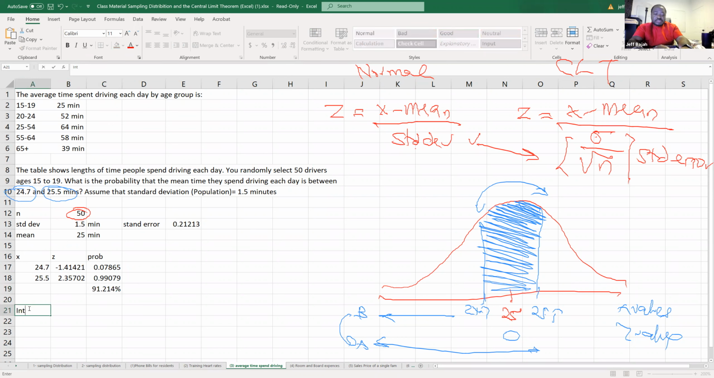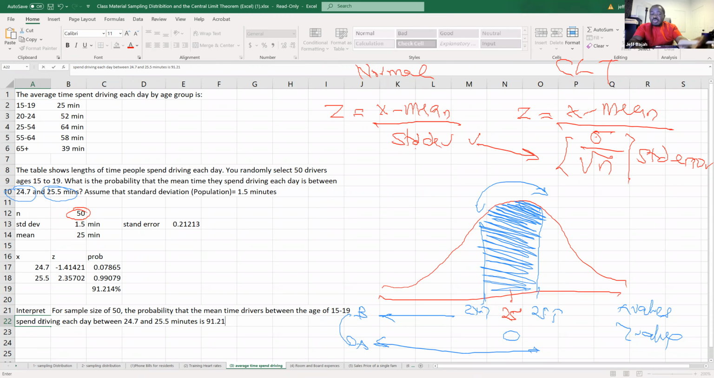So to interpret our results, right? We say for a sample size of 50, the probability that the mean time drivers between the age of 15 to 19 spend driving each day is between 24.7 and 25.5 minutes is what? 91.21%.